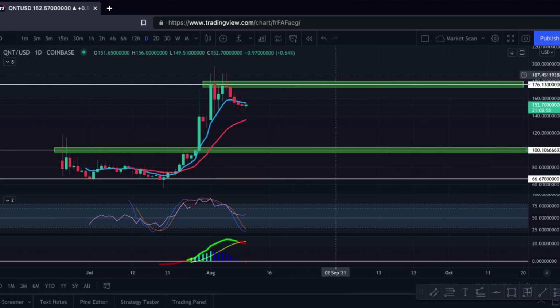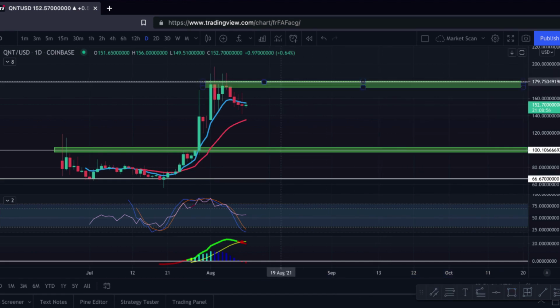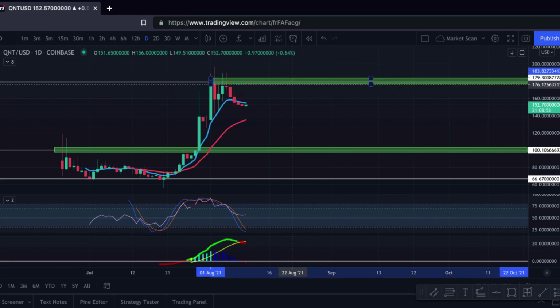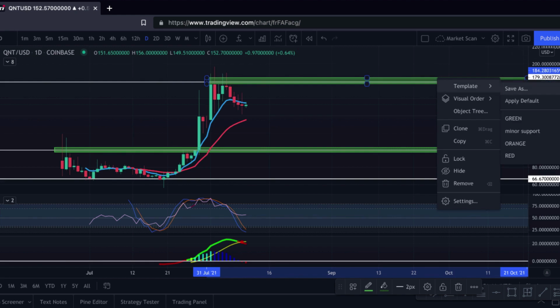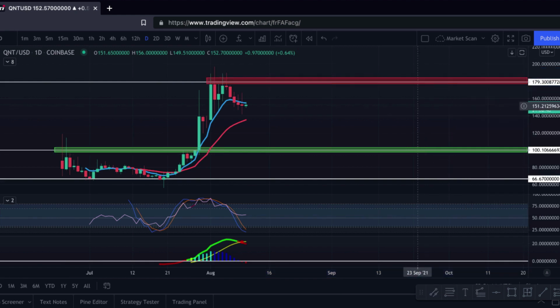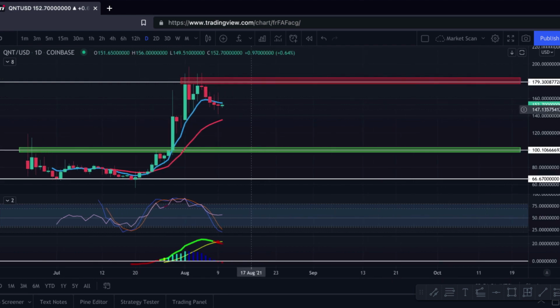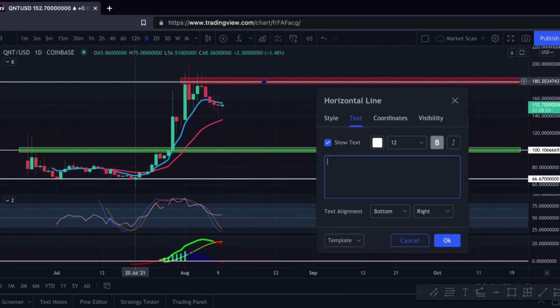But here we go. We can see right here, this entire level, like 179, is pretty big resistance, to be honest. So I think this would be a solid level to sell some and then buy back in. If you want more Quant, I always want more Quant. That's always the thing that I want. So I have a ton of Quant. I don't want more USD with it. I want more Quant. So I'm going to put a sell order in right here.